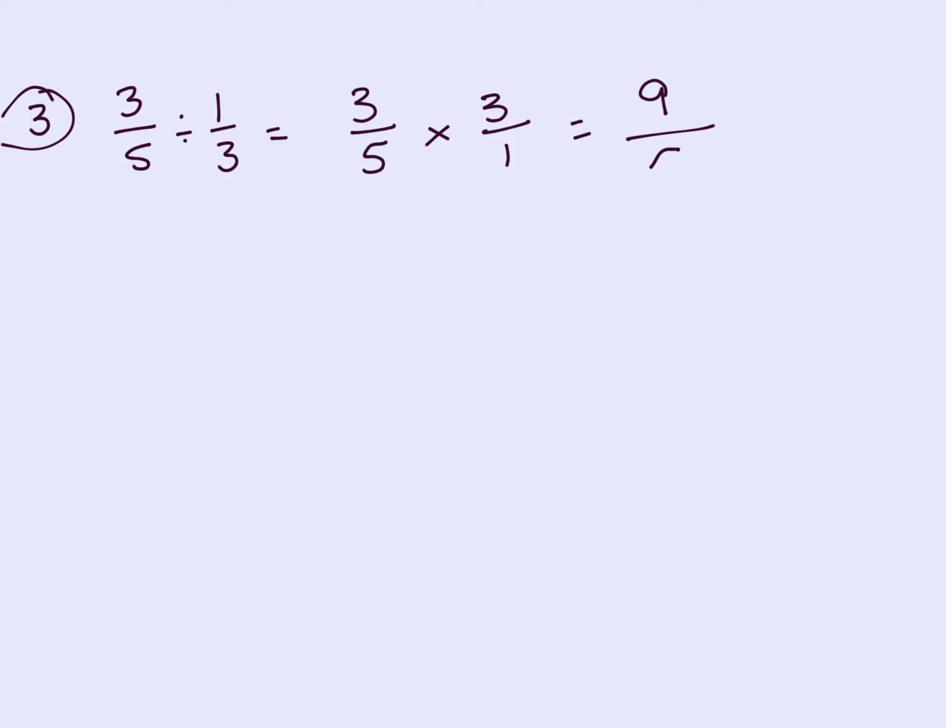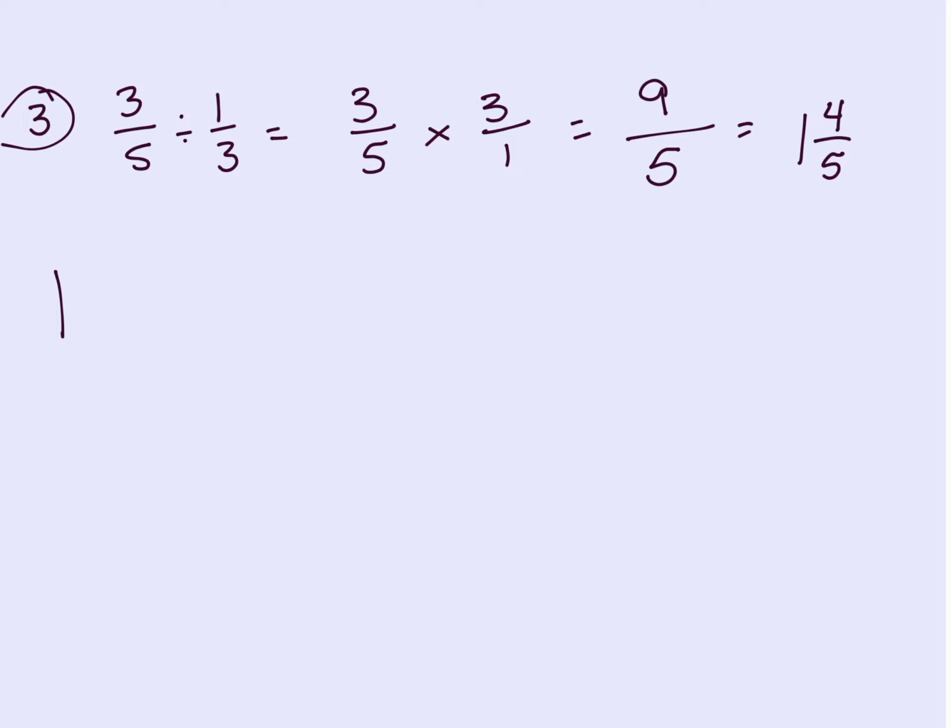Number 3. We have 3/5 divided by 1/3. We can do the flip and multiply strategy. Remember, we only flip the second one. 3 times 3 is 9. 5 times 1 is 5. 5 fits into 9 one time, but then I have 4 extra pieces.